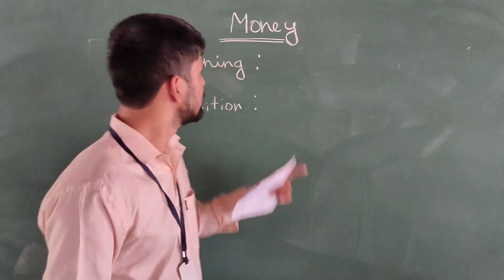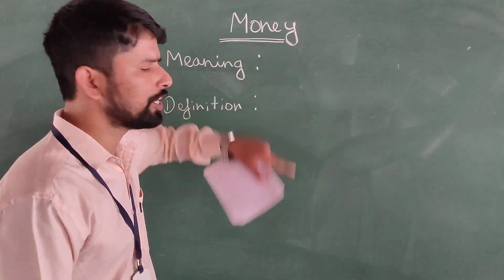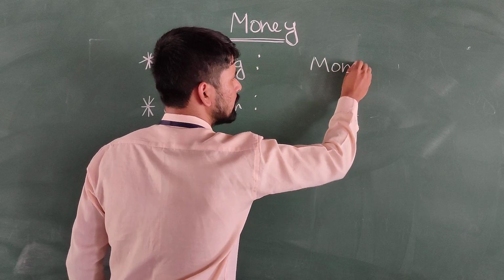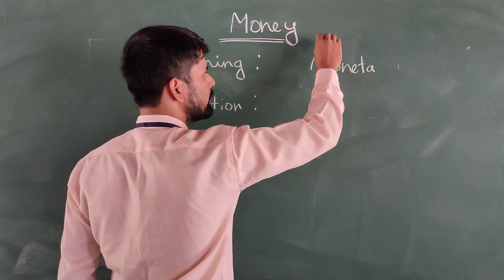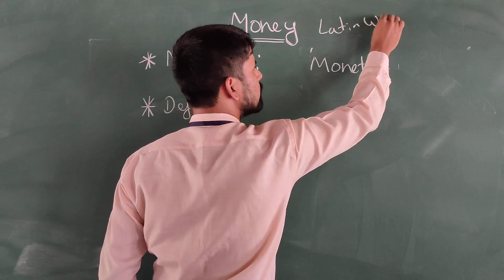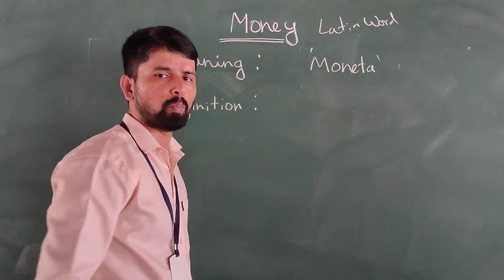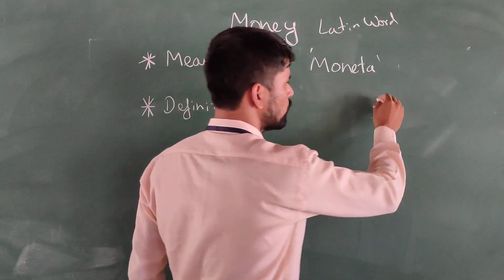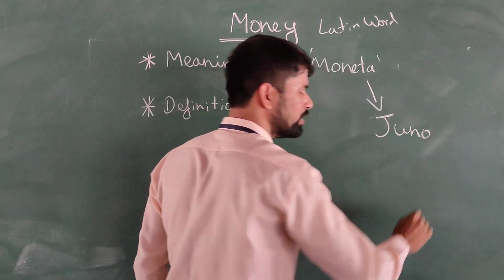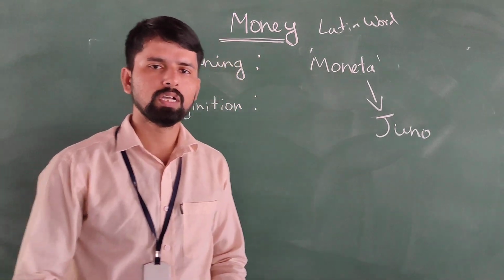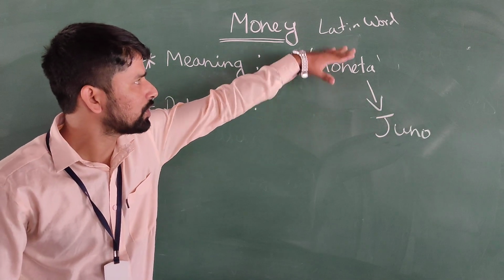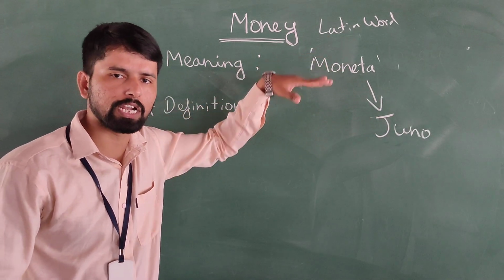The English word money is derived from the Latin word moneta. Moneta is the surname of the Roman goddess Juno. Juno is the Roman goddess. So from the surname of the Roman goddess Juno, the Latin word moneta is derived.